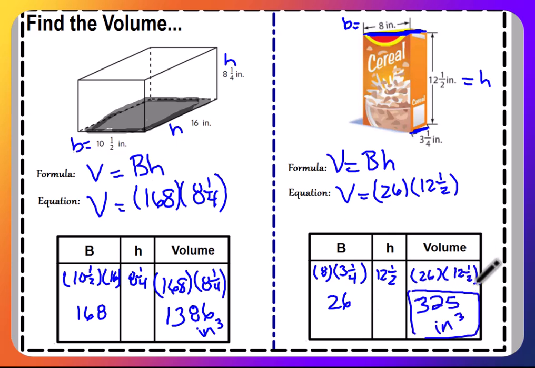Okay, multiplying 26 times 12.5 is going to be 325 inches cubed. That is the volume.